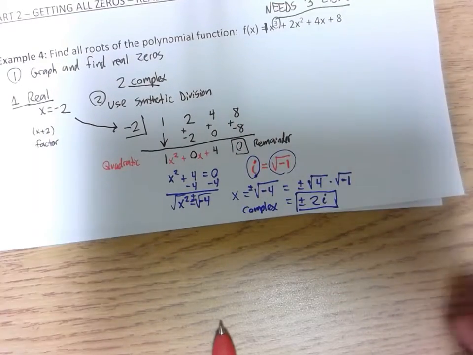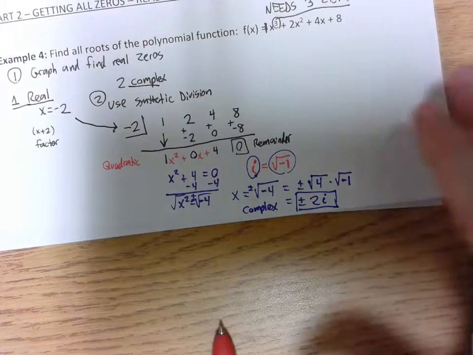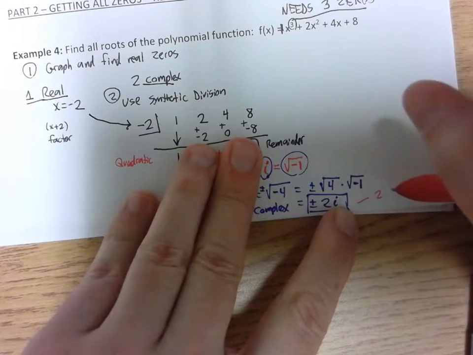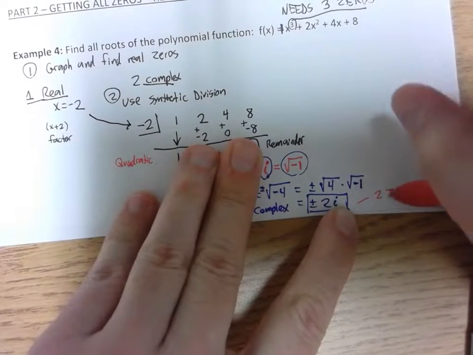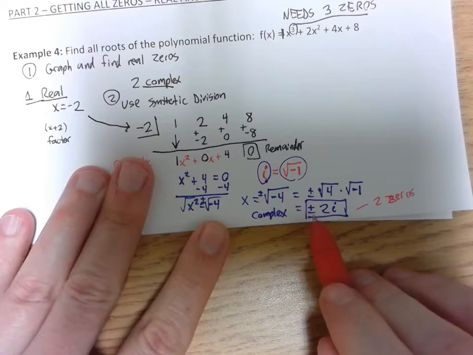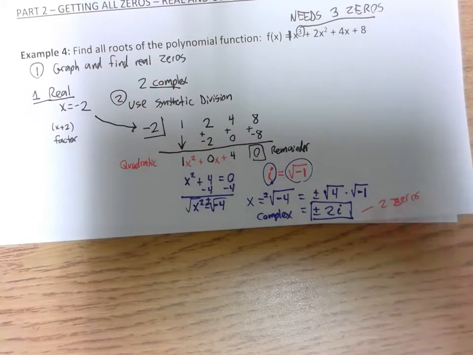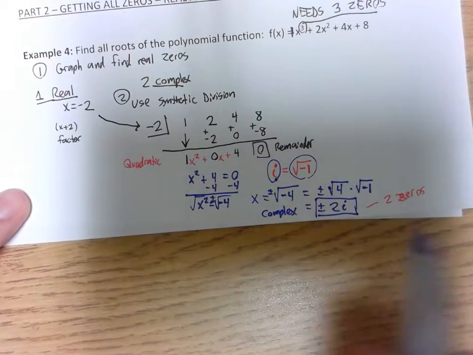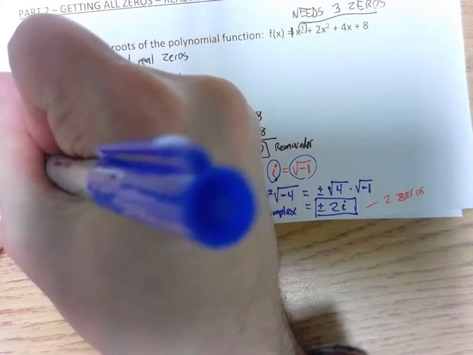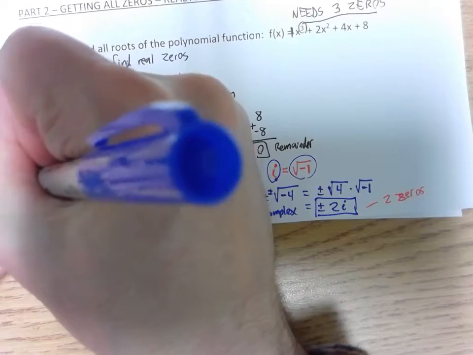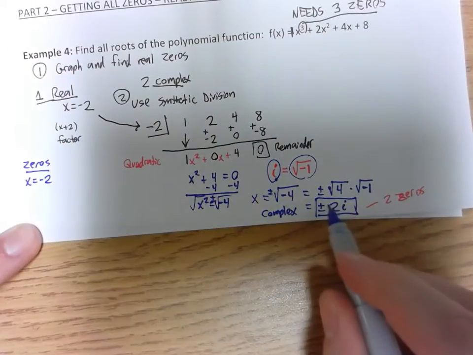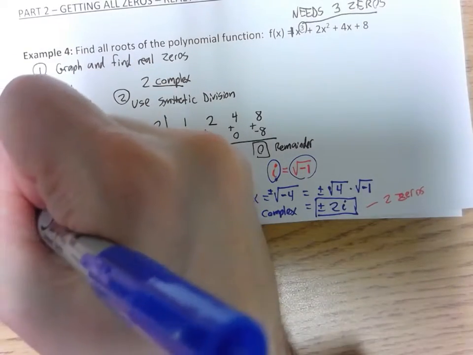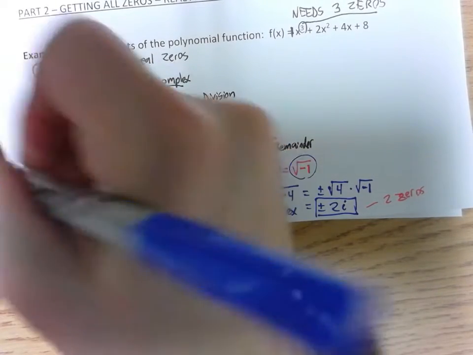Plus or minus 2i. Now, where's the third zero? That's 2 of them right there. Why are there 2? Because one's a positive and one's a negative. So along with the -2, that constitutes my 3 zeros. So all my zeros are x equals negative 2, positive 2i, and negative 2i. All those are zeros.